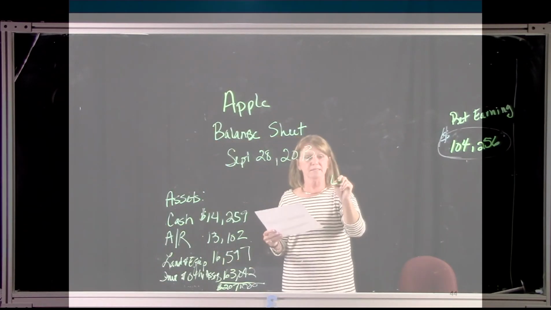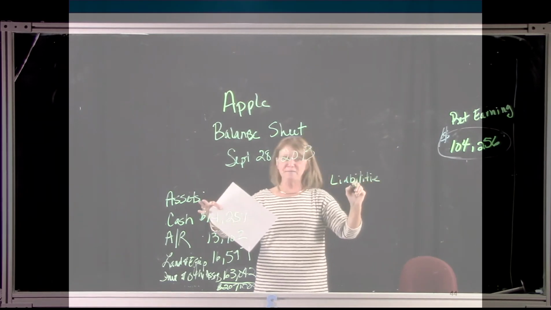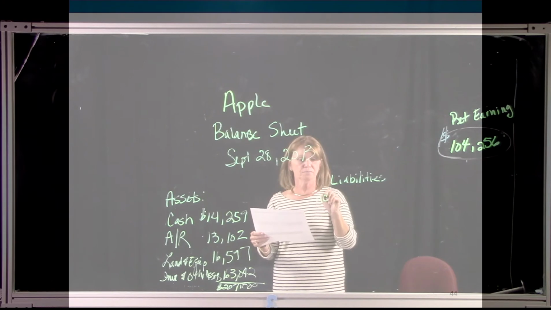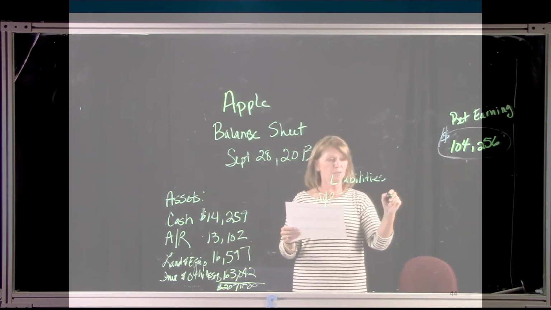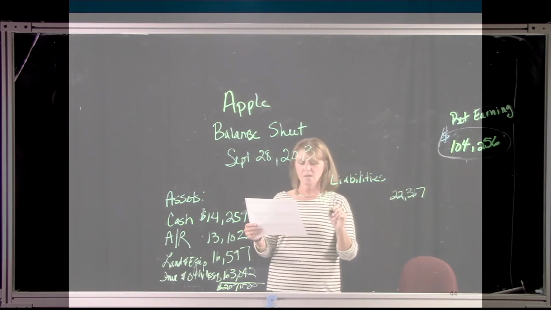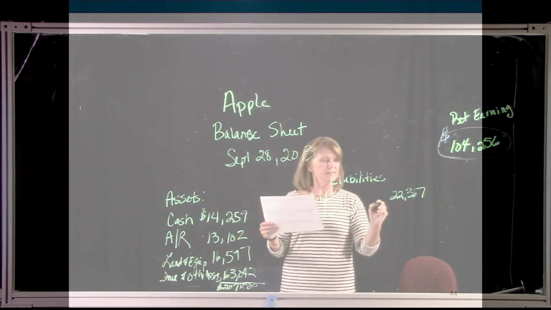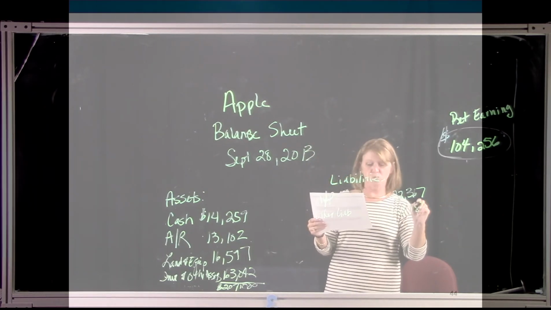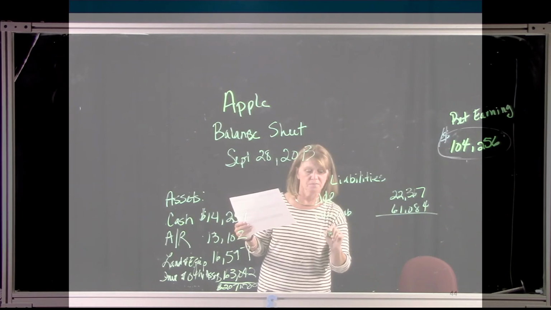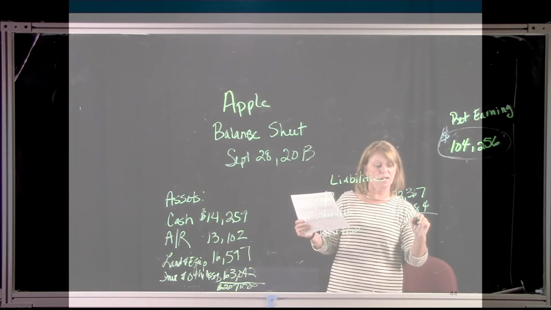And our liabilities. Remember, the left side has to match the right side. So our accounts payable, I'm going to do AP for accounts payable, is $22,367. Our other liabilities is $61,084. Total liabilities is $83,451.